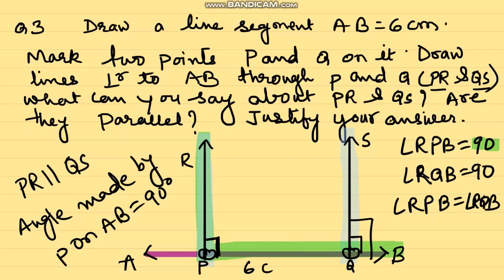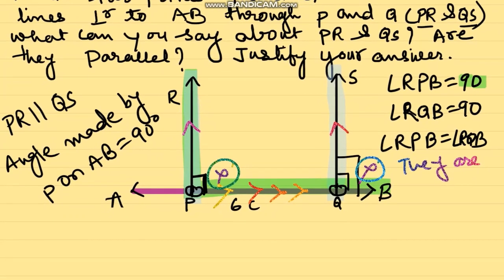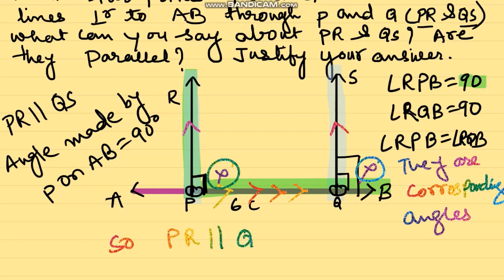And both of them are forming corresponding angles. See this angle and this angle. If you consider these two lines parallel, and this is the transversal, you can see that this angle and this angle are forming corresponding angles. So the corresponding angles are equal, so the lines are parallel. Okay, they are corresponding angles. So PR is parallel to QS.